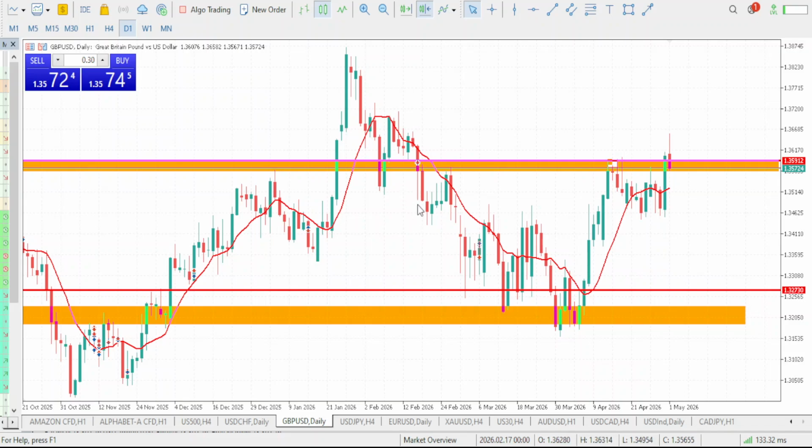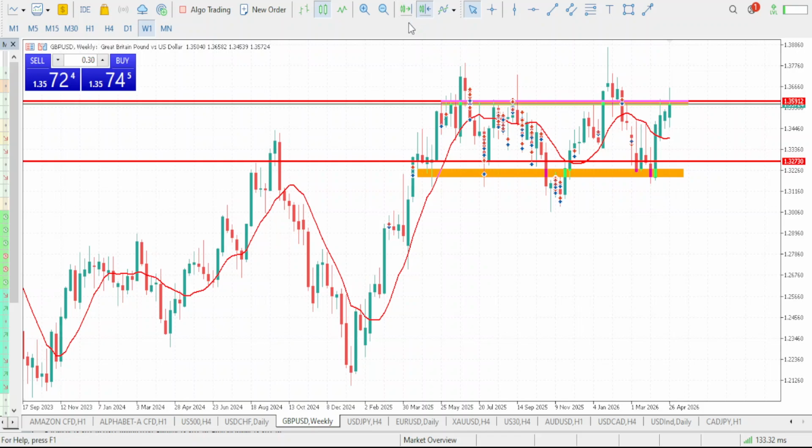Now, before we go ahead to take a trade of what we'll be expecting this week, let's go to our weekly time frame and let's start with what is the trend. You can clearly see on our GBPUSD, we are in a ranging market move. GBPUSD is literally ranging, right?